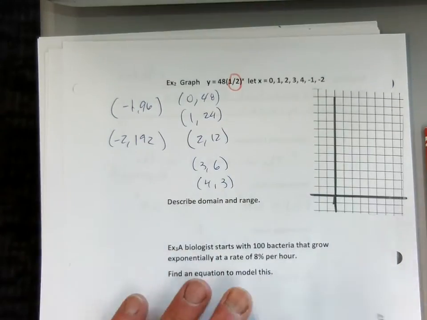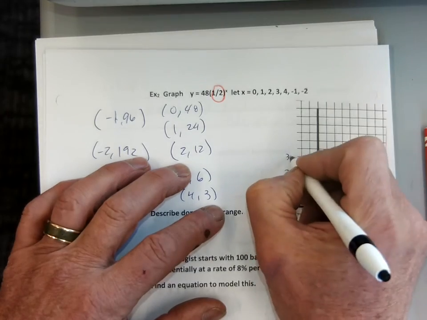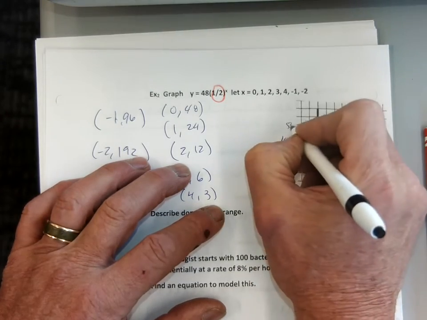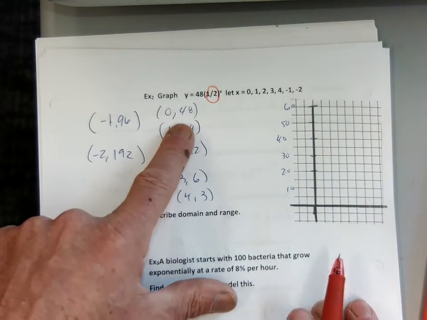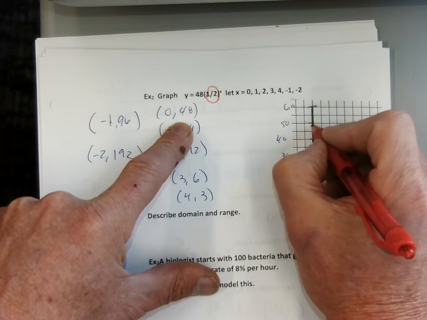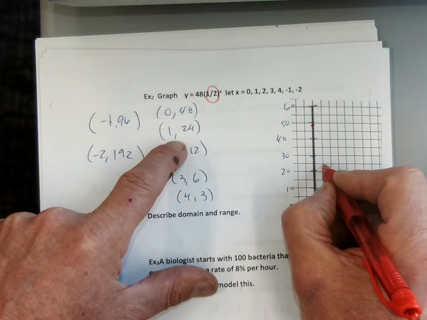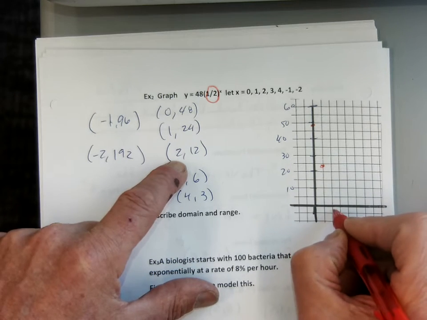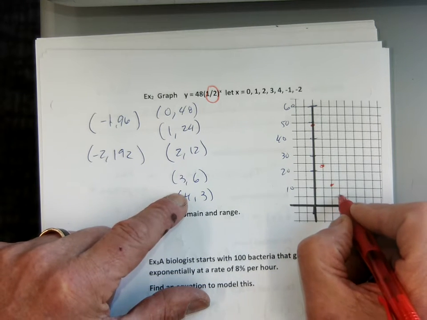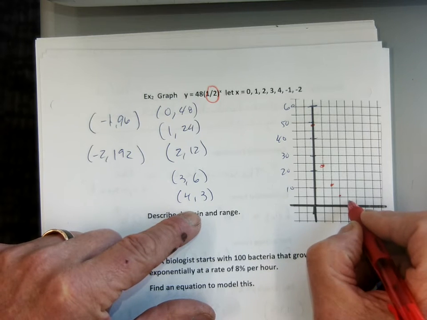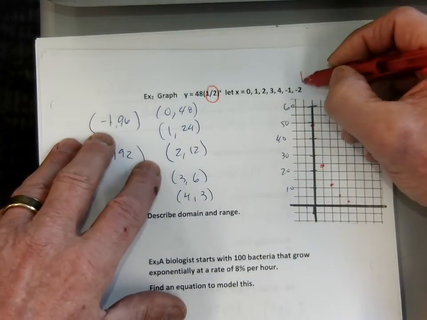So let's graph this. So I'm going to go, let's see, same thing, 10, 20, 30, 40, 50, 60. I'm probably not going to get everything on my graph, but I'll get as many as I can. 0, 48. I'll guesstimate. That's the best I can guesstimate. 1, 24. Maybe about there. 2, 12. About maybe right about there. 3 and 6. 4 and 3. -1 and 96 is off my paper. So my graph's going to look something like this.